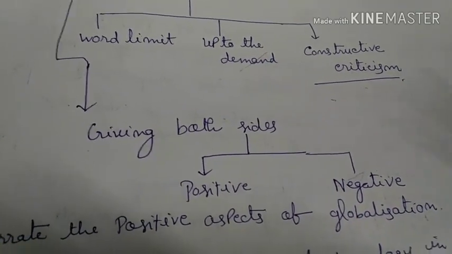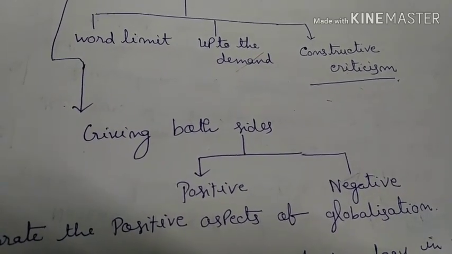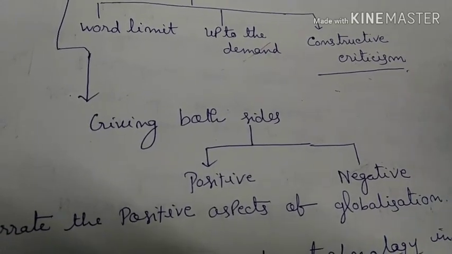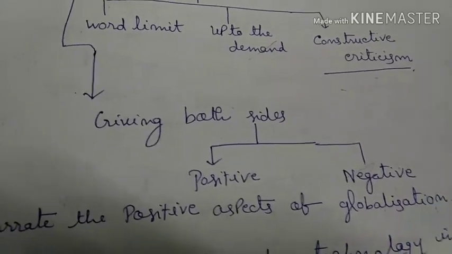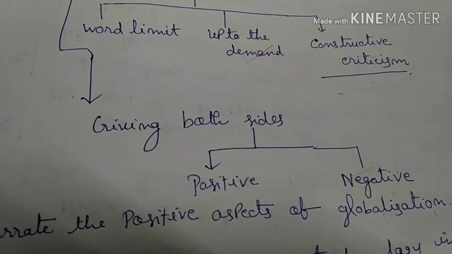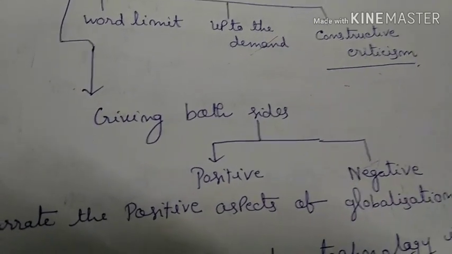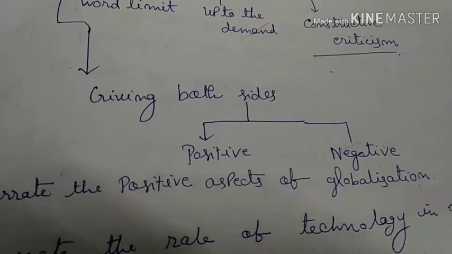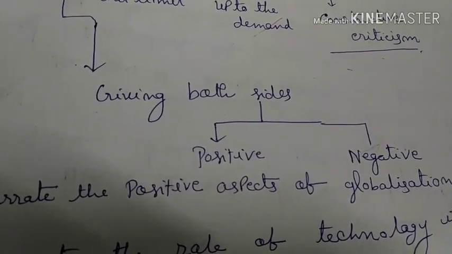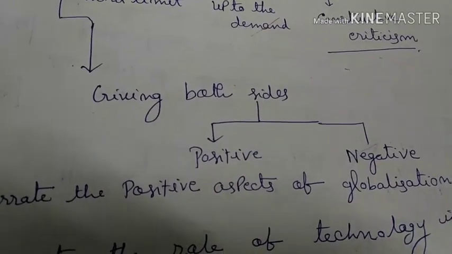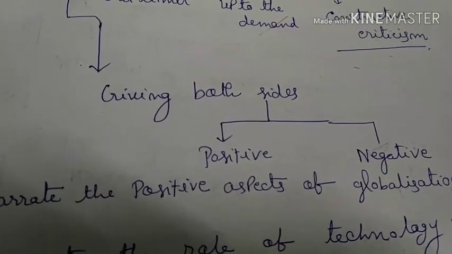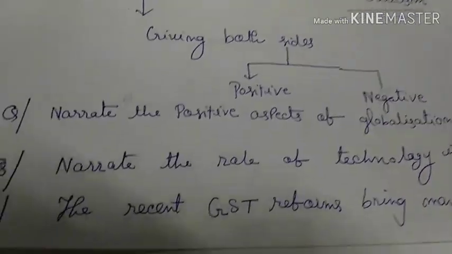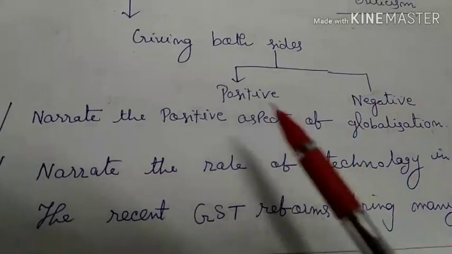That means, however the question is asking one-sidedly, if the question is asking for positive aspects, or if the question is asking for negative aspects, we have to dedicate one para of 1 or 2 lines, or maximum 3 lines, showing the adverse side of the question. That means if the question is asking for positive aspects, then in 1, 2 or 3 lines we have to give some negative aspects of that particular topic, right? So let's understand this with an example.